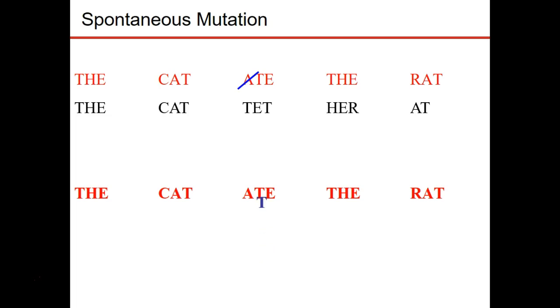And here we have an insertion. "The cat at eth erat" makes no sense again. And again, you could produce that stop codon.